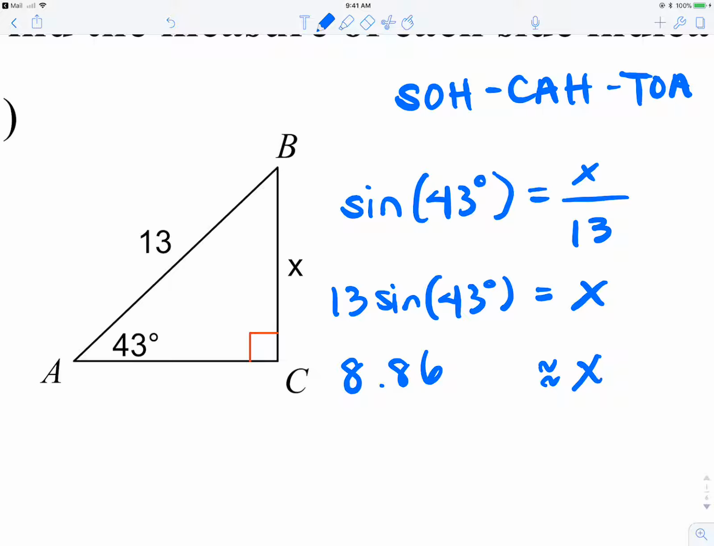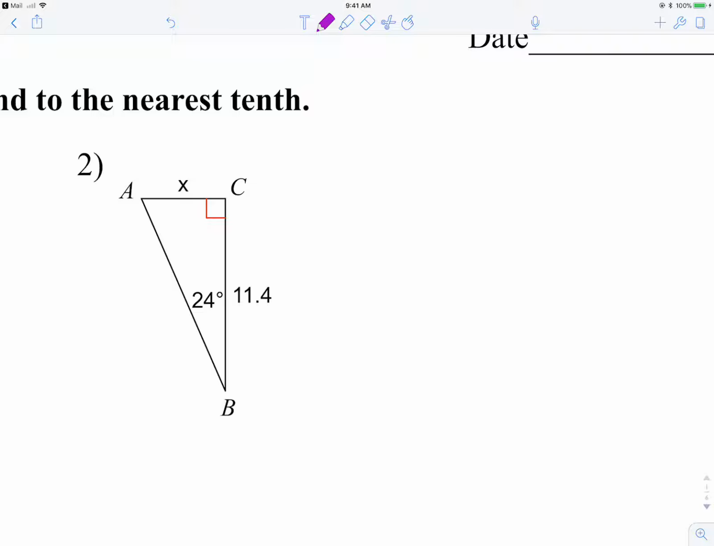Okay, let's do one more here. Looking at the information that we're given, we know that angle B is 24 degrees. We are solving for the side opposite, x. So again, we're either going to use sine or tangent. And then we are given the side adjacent to the angle 24 degrees, so that means we're going to want to use tangent. So tan of 24 degrees is equal to opposite over adjacent.